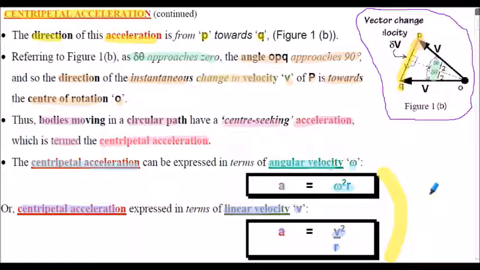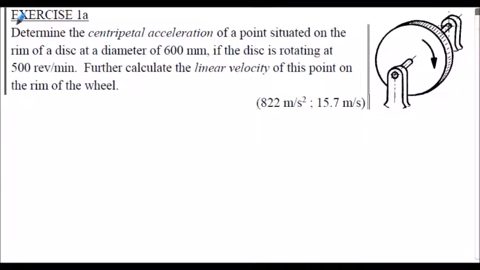Let's now illustrate the use of these equations with numerical examples on the following slides. Let's consider exercise 1a. We're asked to determine the centripetal acceleration of a point situated on the rim of a disc, shown here on the right hand side, having a diameter of 600 millimeters, if the disc is rotating at 500 rev per minute.